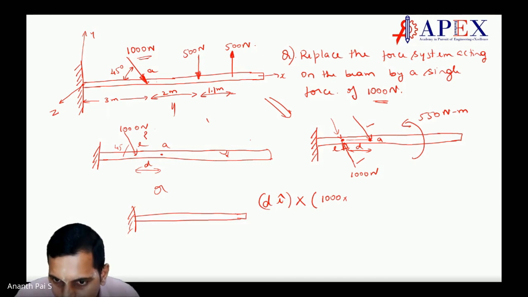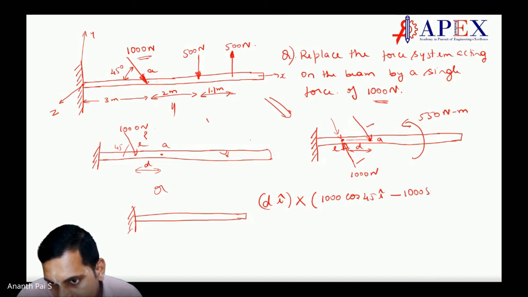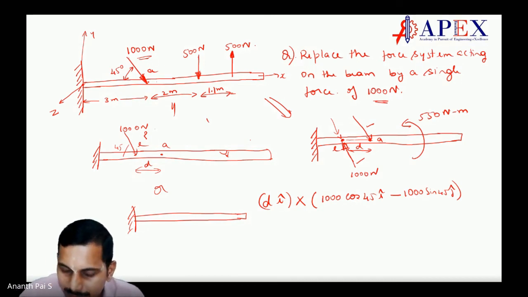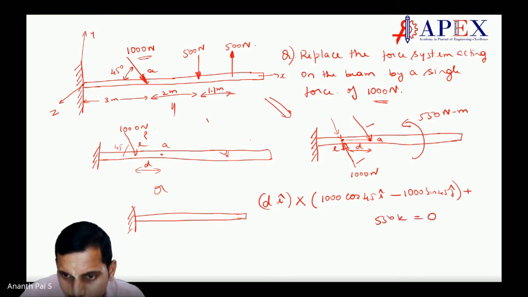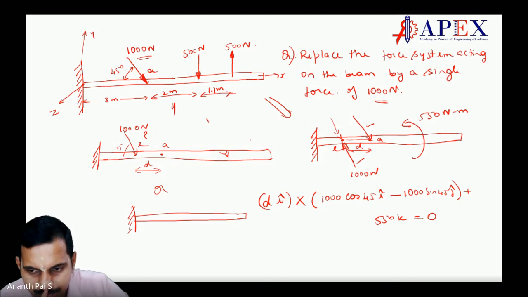What is that force? It is 1000 cos 45 I minus 1000 sin 45 J. Does that make sense here? Correct. Plus 550K should be equal to 0. Make sense? Make sense, students? Hello.